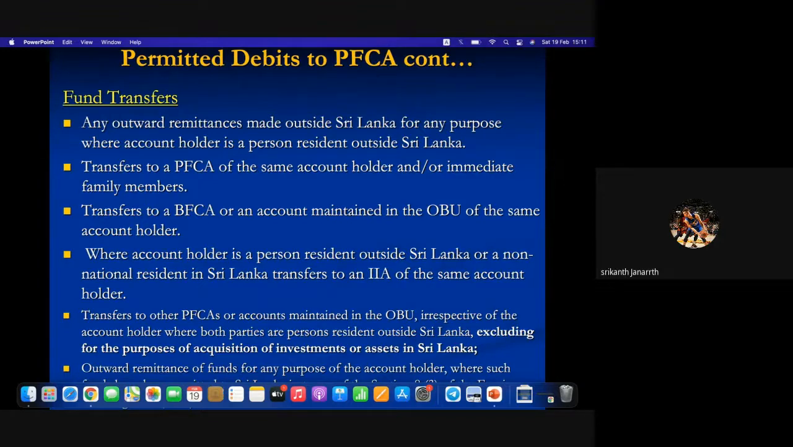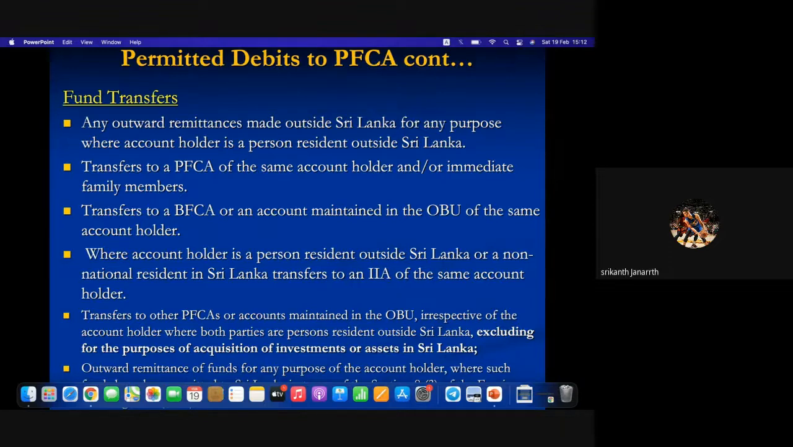For example, I have a BFC, I have a PFC. Take all three examples. When I was in the Middle East, I opened an IIA, inward investment account. I have an offshore account at Standard Chartered. I'm in Sri Lanka, I have a PFCA. I do services, I have a BFCA. So I have 4 accounts, and I can transfer between all these 4 accounts. I can transfer from my own PFC to my own PFCA, from my own PFC to my BFCA. I can transfer from my offshore account at Standard Chartered Bank Colombo to my PFC, or from my PFC to my BFCA or OBU. All that is possible. So remember that.